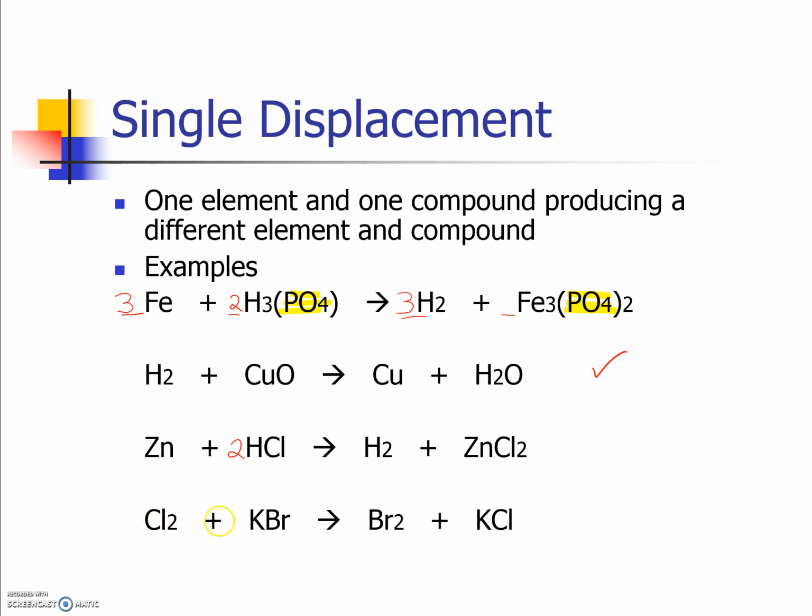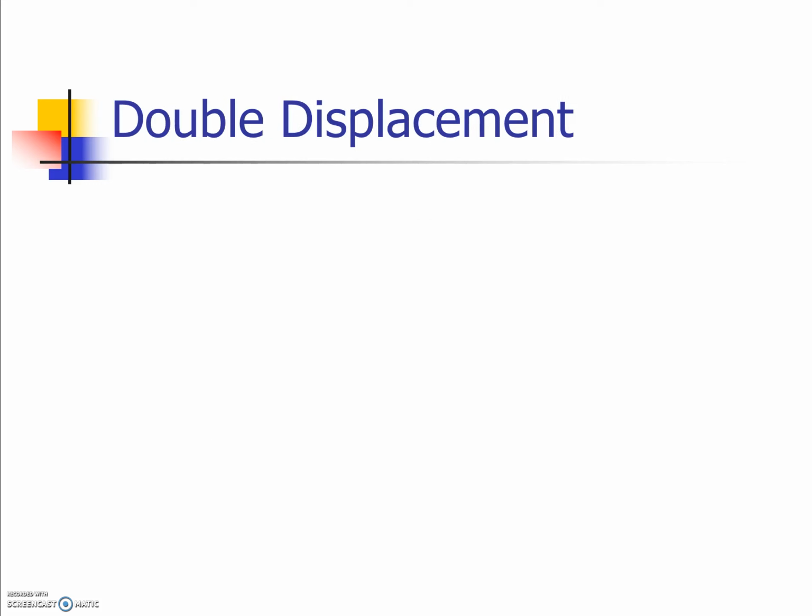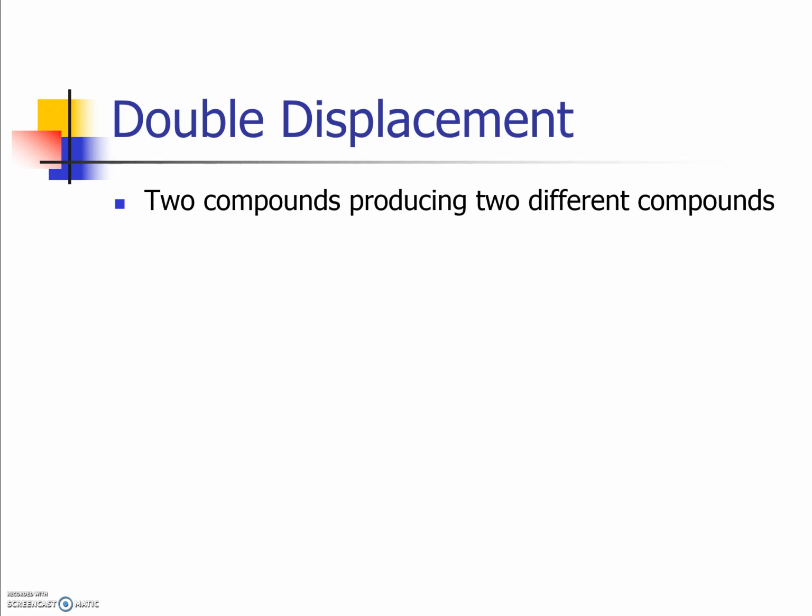2 Cls, let's go ahead and put a 2 here. That gives me 2 Ks, let's put a 2 here. 2 Ks, 2 Brs, and I have 2 Brs, so I am balanced. So that's single displacement. The next one that we have, type number 4, is double displacement. And double displacement is 2 compounds producing 2 different compounds.